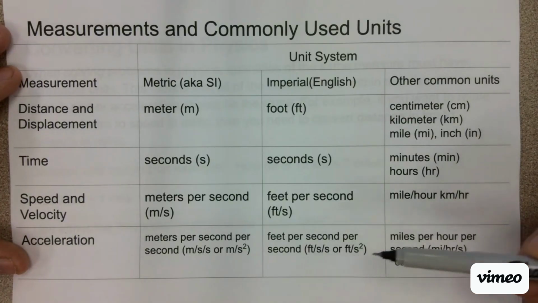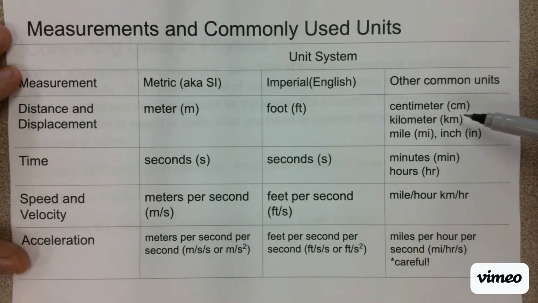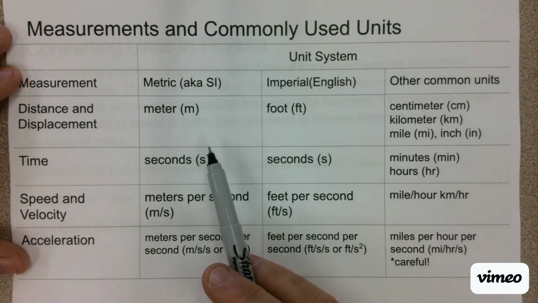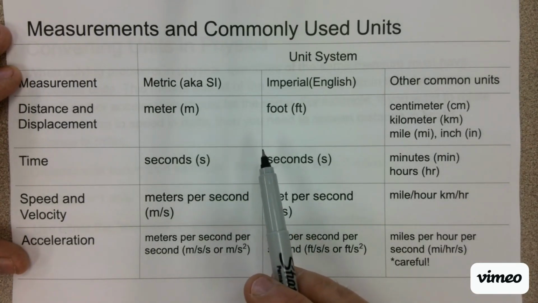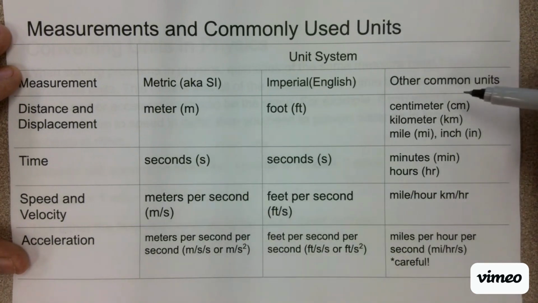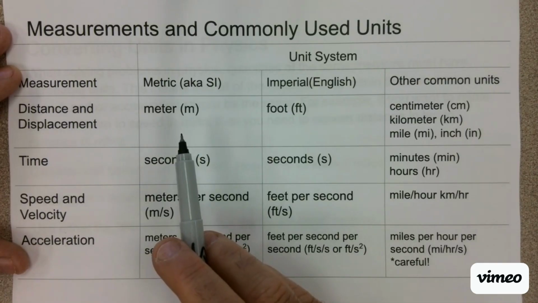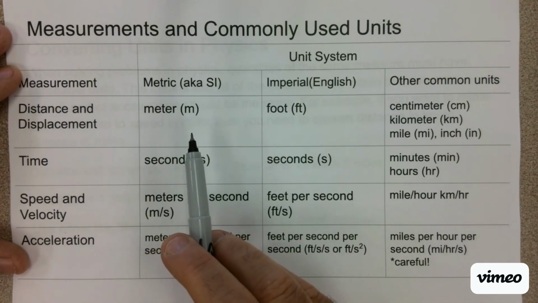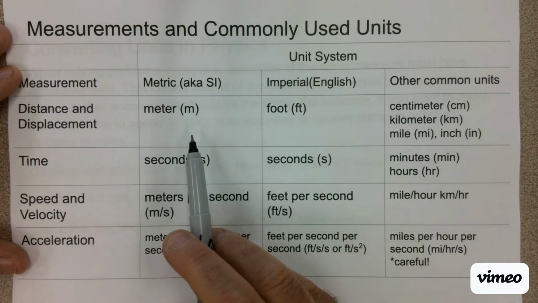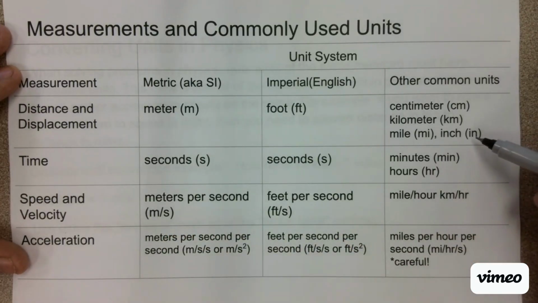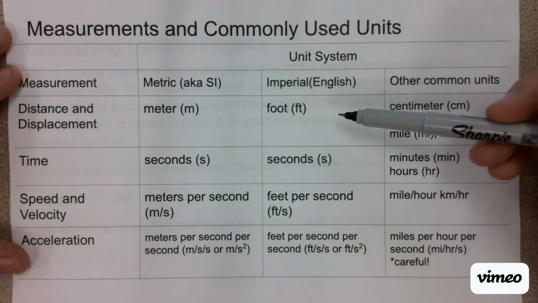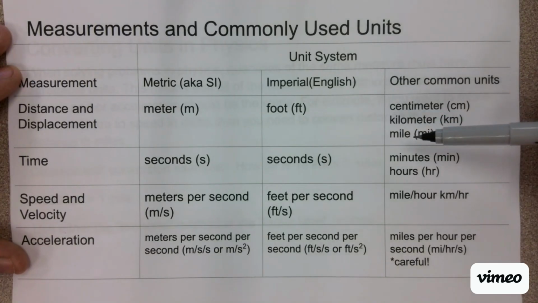In even other situations, you might have some other units of distance that are really just fractions or multiples of these metric and English units. Like centimeters and kilometers are really just different orders of magnitude of meters. There are 100 centimeters in a meter and 1,000 meters in a kilometer. Or you might have miles and inches, which are again just multiples or fractions of a foot. There are 5,280 feet in a mile, and 12 inches in a foot.